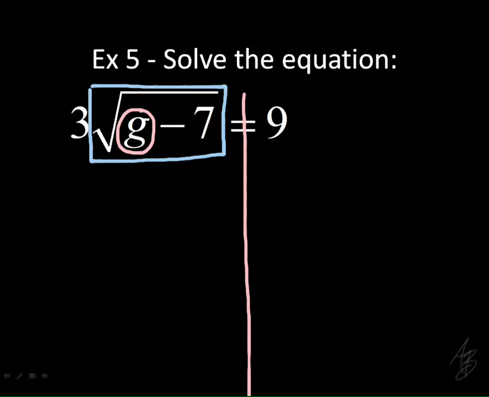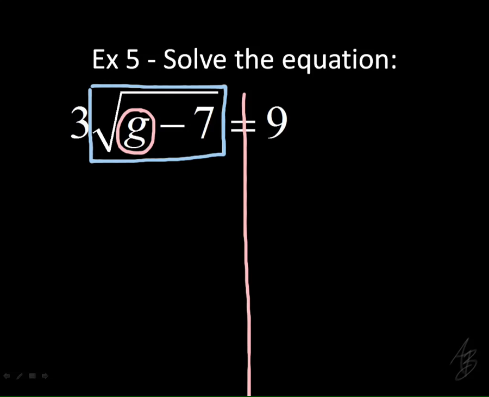Now we just had a good question. That 3 is being multiplied by the square root. How do we know it's multiplication? Because it's right next to it. There's nothing there. So if there's no operation between two things, that means that we're multiplying. So this is 3 times the square root.